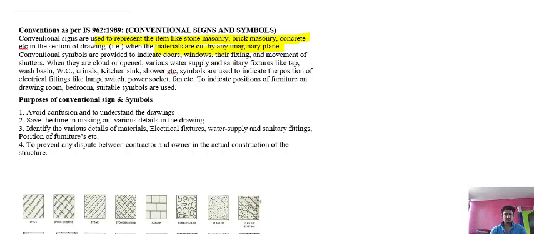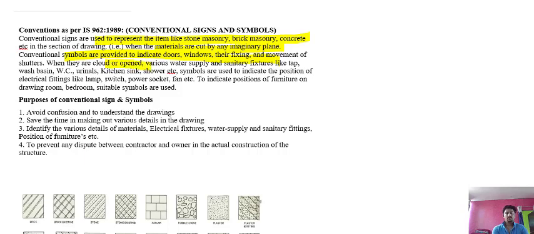Conventional symbols are provided to indicate doors, windows and fixings. Suppose you are making a building drawing, then you need to show where your door is, where your window is, and what type of door and window you are making. The types we will discuss later. The movement of the shutters, whether the door is moving outwards or closing inward, depends upon the type, whether it is a single leaf door or a double leaf door, which I will be telling you about.